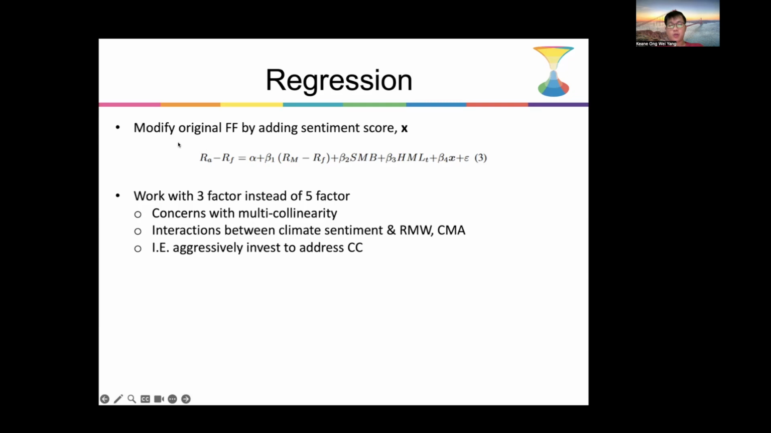So if you have a specific sentiment towards climate change, it might end up accounting for some of the asset returns. Yeah. So obviously, there's a three factor versus a five factor Fama-French, and we want to work with a three factor because we do not want a model to be too complex where you essentially have more factors than necessary, which would lead to multicollinearity and things like that.